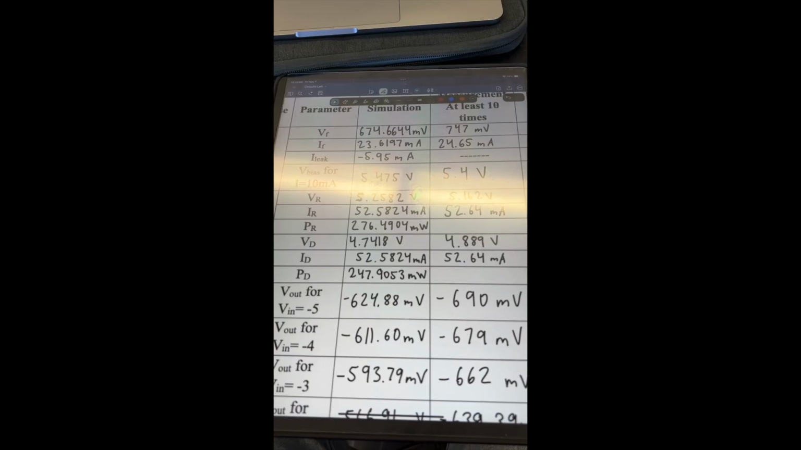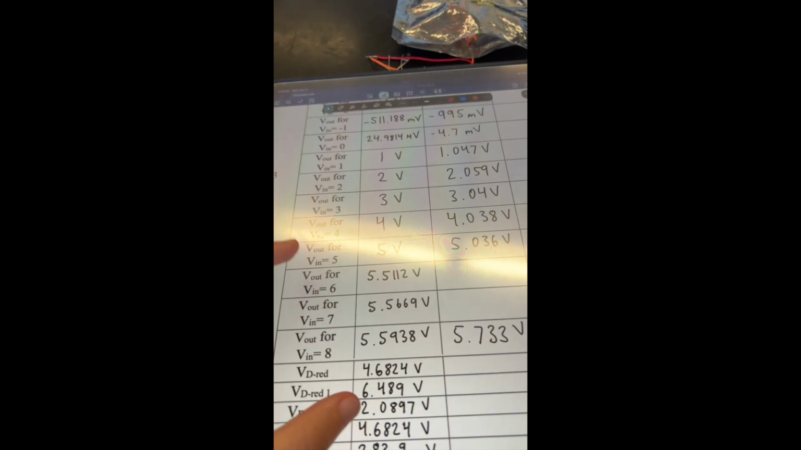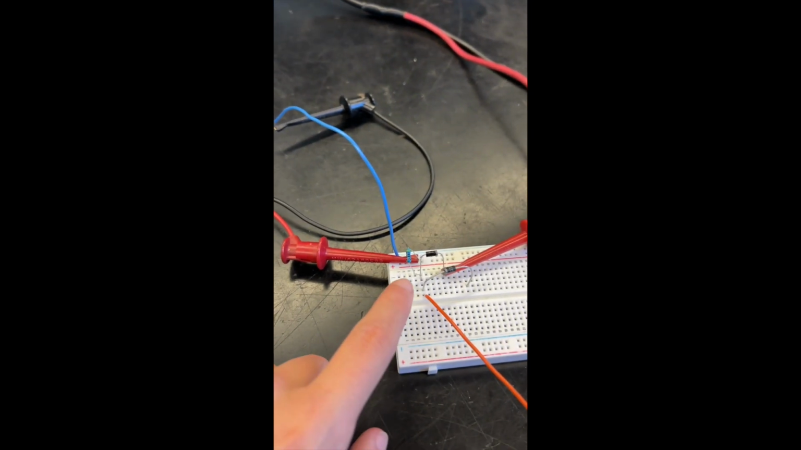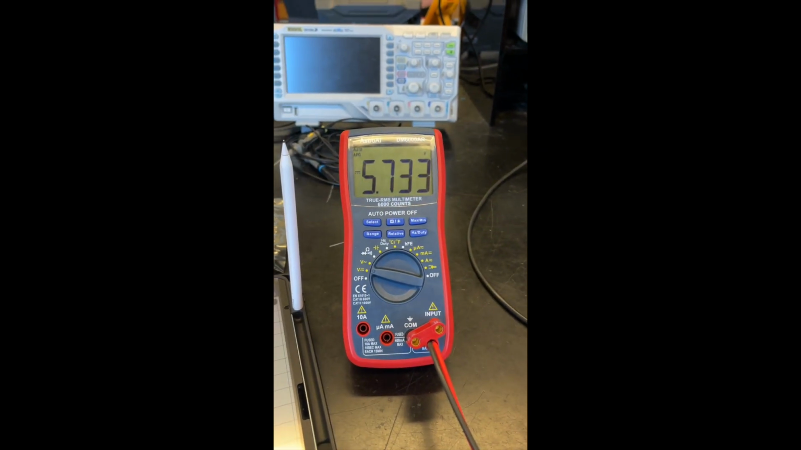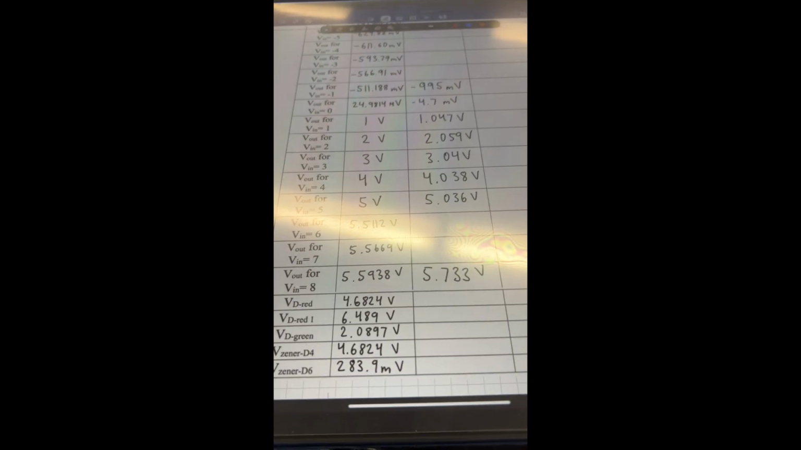All right, now I'm on exercise 3, and right now I'm measuring for when the Vin is 8 volts to my circuit. I have my multimeter connected to measure the Vout, which is from this node right here to ground, and my multimeter is giving me a Vout of 5.733 volts, and my simulation said that it would be 5.59 volts.